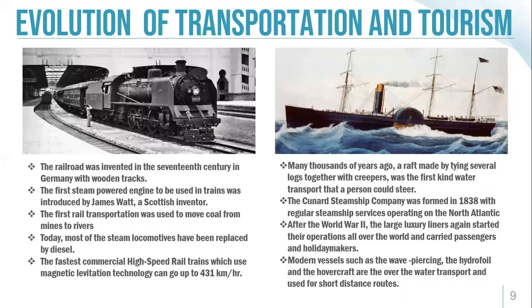So next is the railroad. The railroad was invented in the 7th century in Germany, starting with wooden tracks. Right now, if you go to KL, there are the LRT, MRT, and KTM. You can see the tracks are using iron, but in the 7th century they used wood.